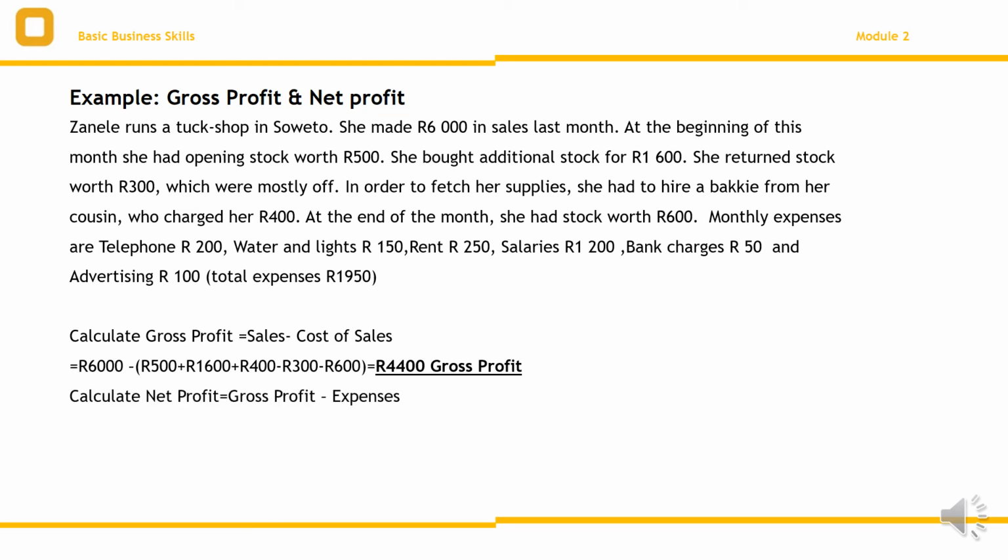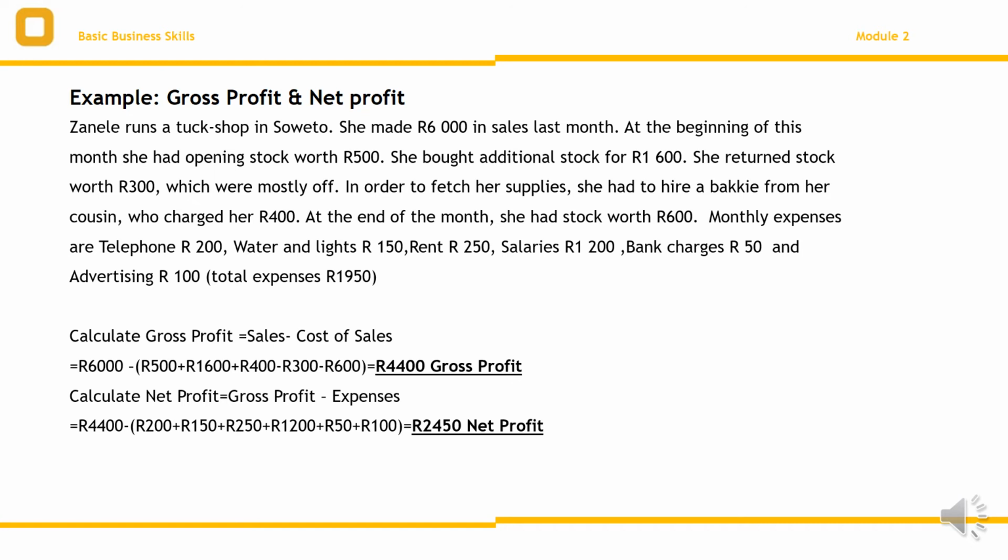We also need to calculate Zanele's net profit. So how do we calculate net profit? We calculate it as gross profit less expenses. Remember, there are certain expenses that were not covered when we were calculating our gross profit. So we already know that Zanele's gross profit is 4,400. But in the case study, they told us that Zanele had a number of other monthly expenses which totaled up to 1,950. She had a telephone, she had lights and water, she had rent.